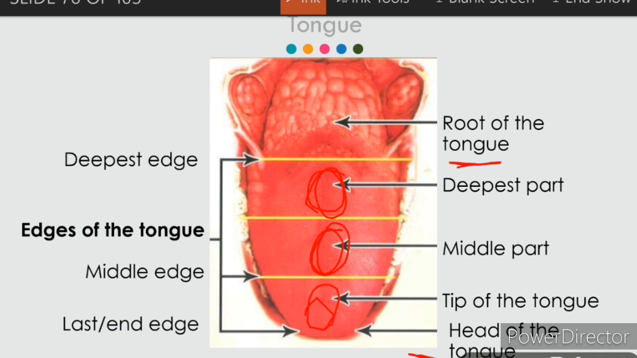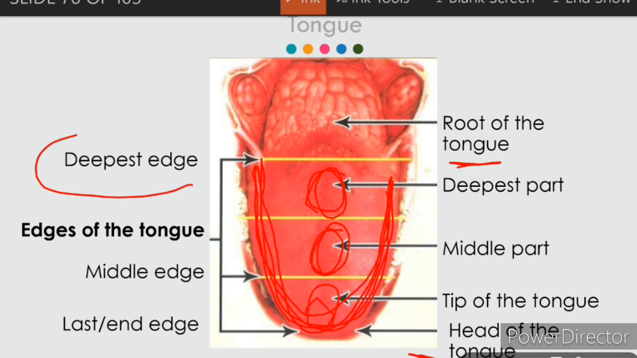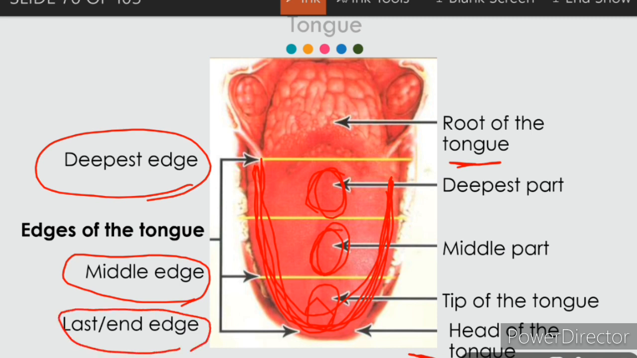If we need to talk about the edges of the tongue, because these are different than the tongue itself and articulate different letters, this is what I mean with the edges of the tongue. We have three different types of edges: the deepest edge, then the middle edge, and the end or the last edge, which is the tiny place at the end of the tongue. These all together are called the edges of the tongue.